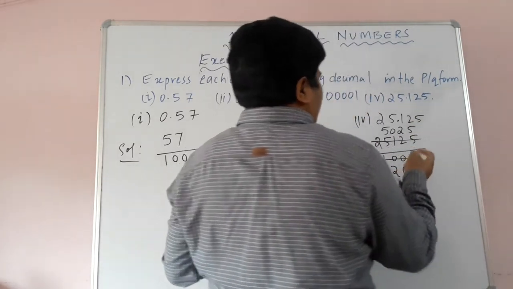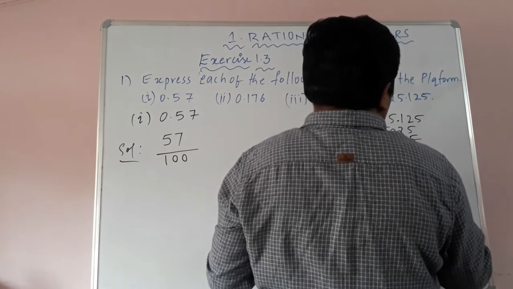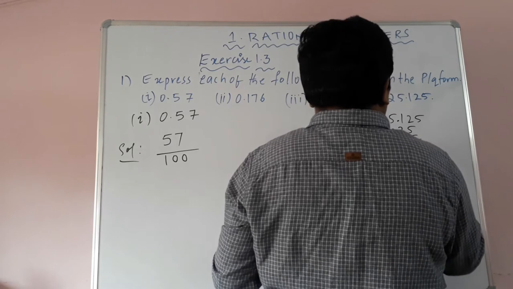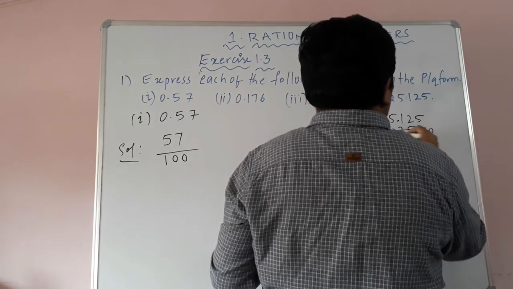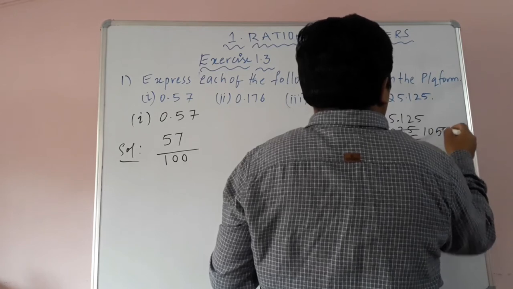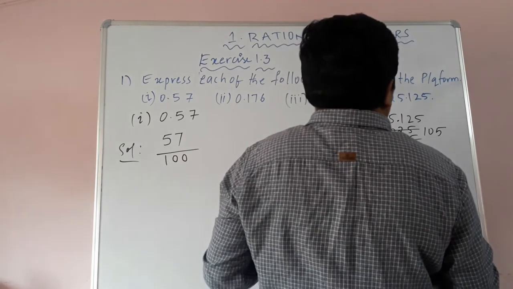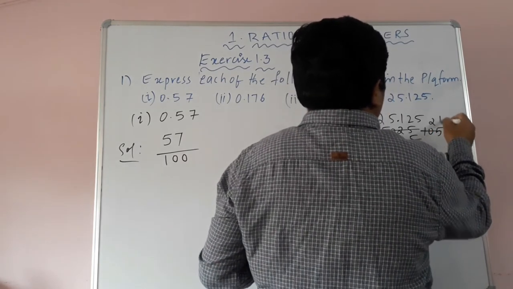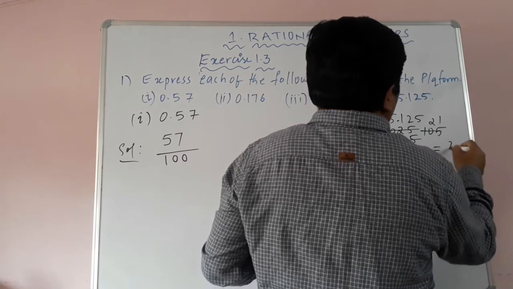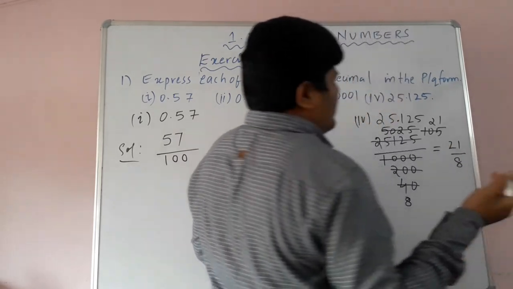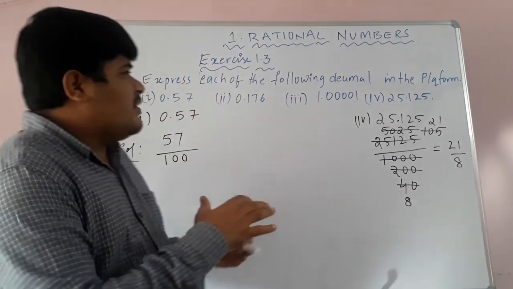Again ending with 0 and 5. 5 4s are 20, 5 zeros are 0. Okay, now 5 10s are 50 and 5 5s are 25. Still you can reduce. 5 21s are 105, 5 8s are 40. So 21 by 8, children. So there are no common factors. We will stop here. Okay, so students, in this way we can solve this problem.